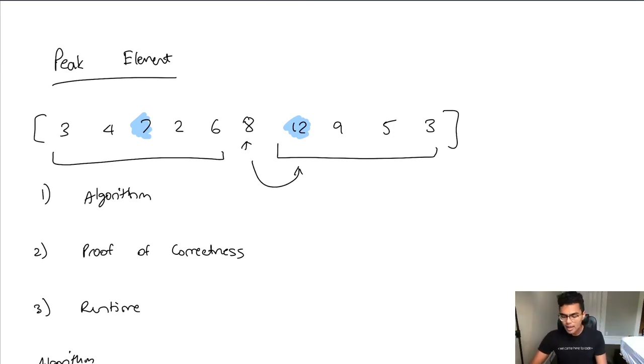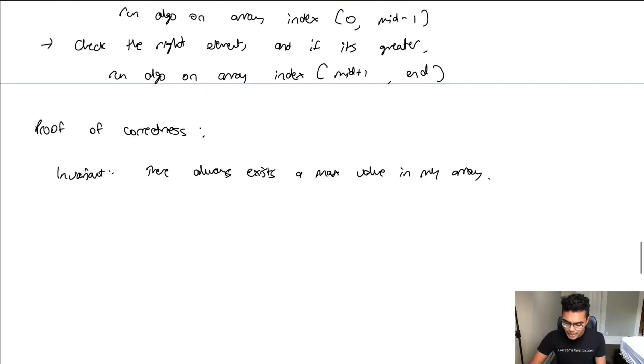I would look at my surroundings. I'm between 9 and 5, so probably 9. Am I at a peak yet? No. But I do see that 12 seems to be the larger of the two. So I go from this subsection of an array, from my 9, and recreate this mini array at 12, and I found my value. Essentially, the proof of correctness here would be that you state this invariant: there always exists a max value in my array.